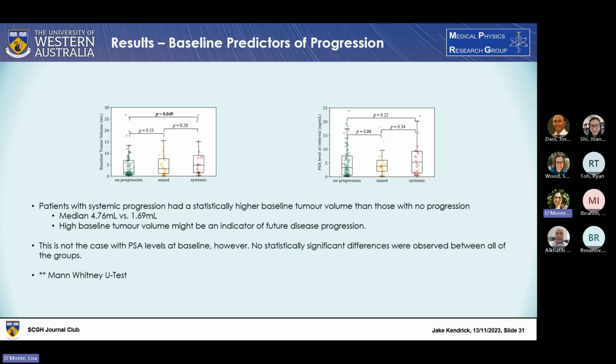So they had a median of 4.7 mils versus 1.69 mils. So this indicates that perhaps a high baseline tumour volume might be an indicator of future progression. But based on how marginal this result is, I wouldn't put too much stock in that particular result. This is not the case for PSA levels at baseline. So the three groups did not have statistically different PSA levels at baseline.